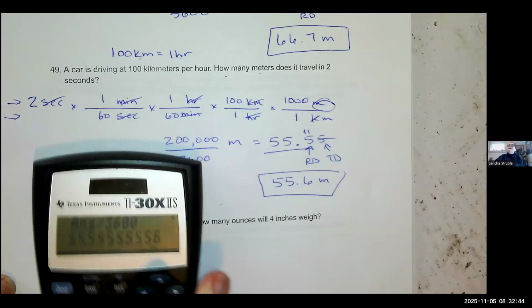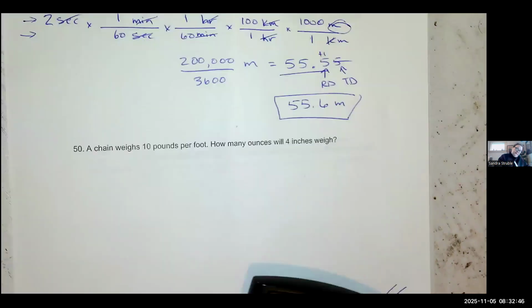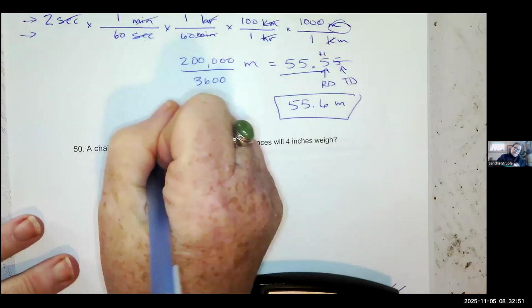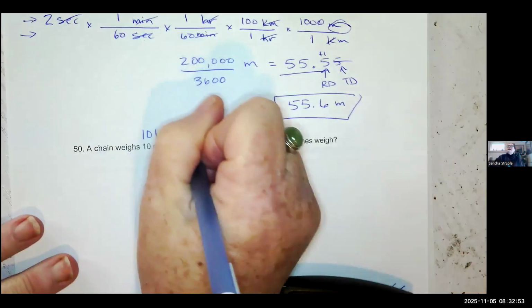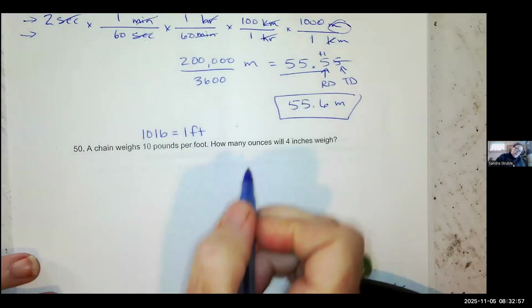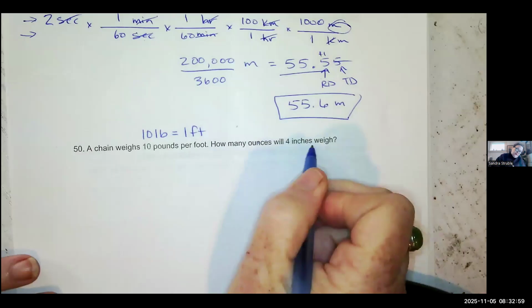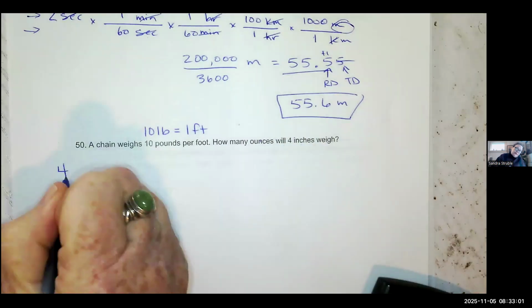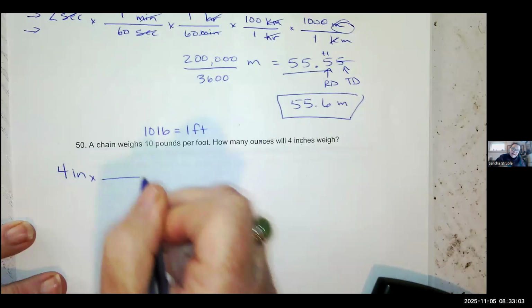A chain weighs 10 pounds per foot. That's a conversion. 10 pounds equals 1 foot. I know it's a conversion because of the word per. How many ounces will 4 inches weigh? So we start with 4 inches. I don't want inches. I need to get to feet so I can get to pounds. And then I can get to ounces.